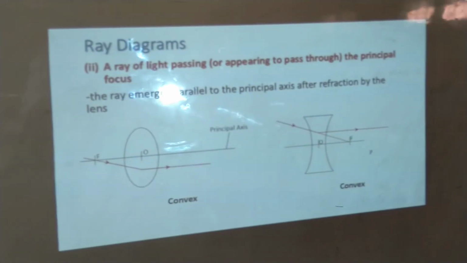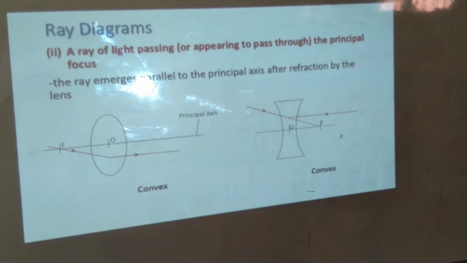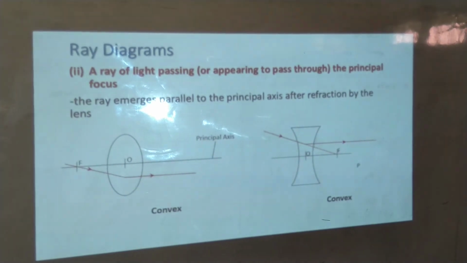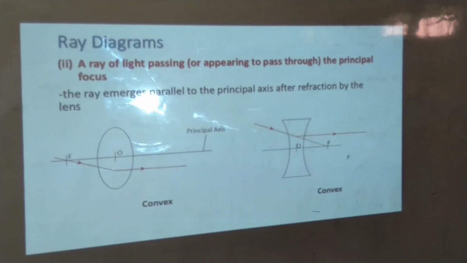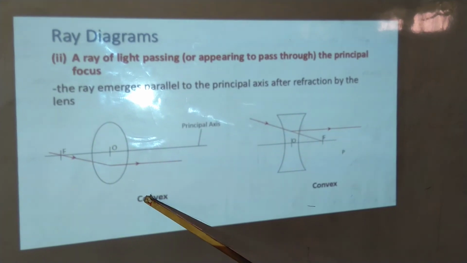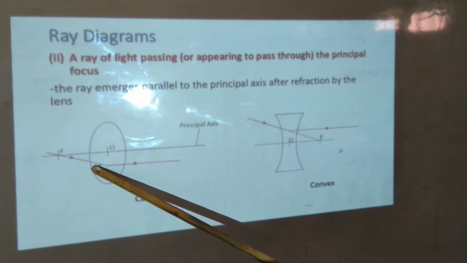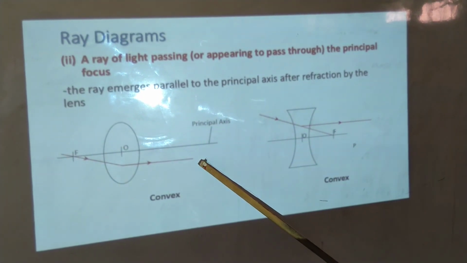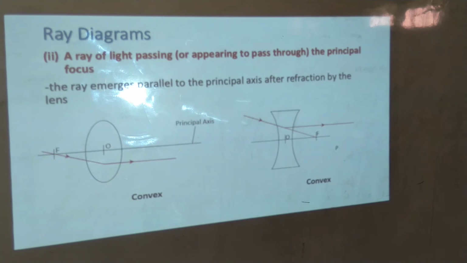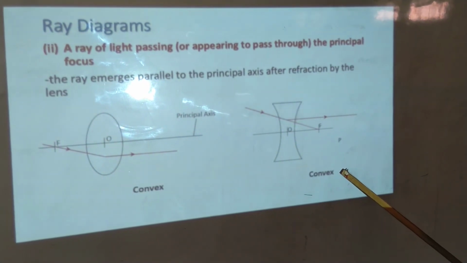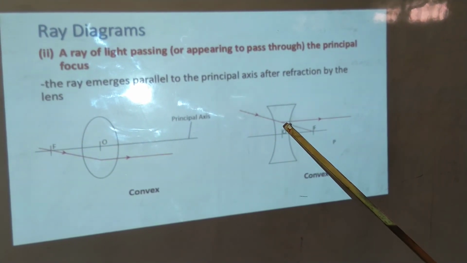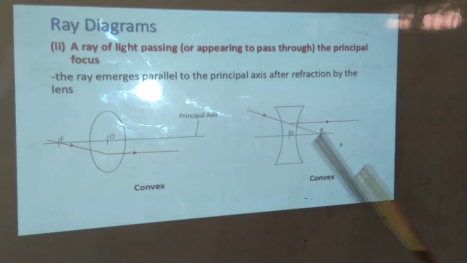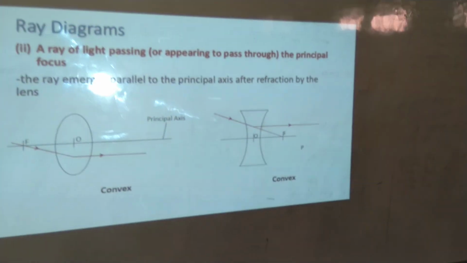Then we have the second ray, a ray of light passing through the principal focus. It passes or appears to pass through the principal focus. For the convex lens, this ray that is passing through the principal focus is refracted such that it is parallel to the principal axis. Then for the concave lens, that ray is refracted again such that it is parallel to the principal axis as shown in the two diagrams.